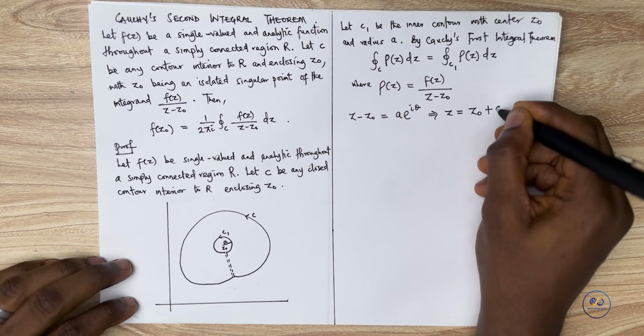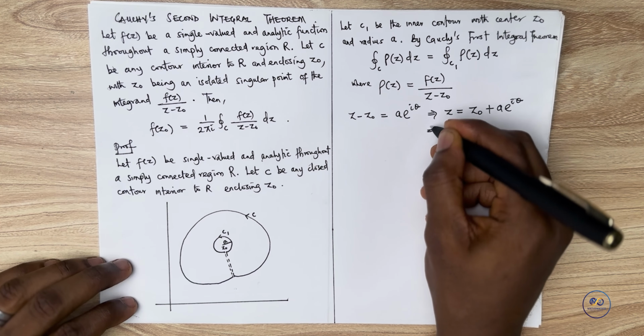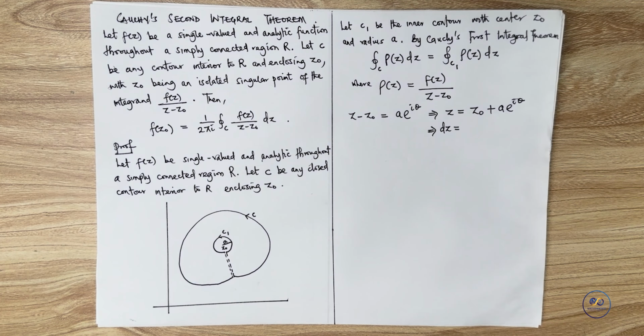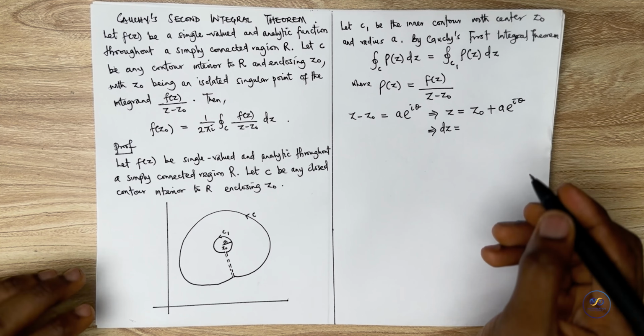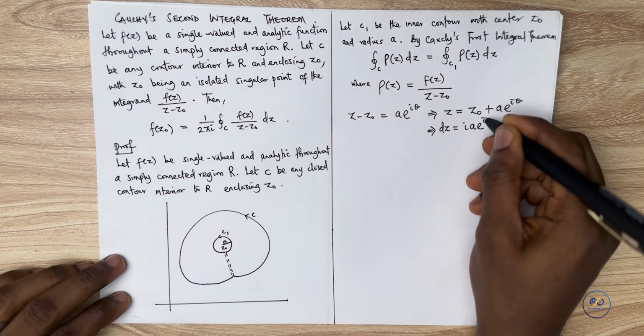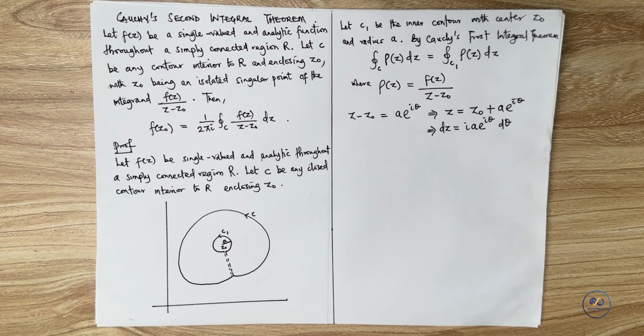You have z equals z naught plus a e raised to power i theta, and then we can go ahead to differentiate z. Remember that z naught is the center, which means the value we know is a fixed, constant value. Differentiation of a constant would of course give us 0, and so we'll be having i a e raised to power i theta left. This is what we're going to have left.